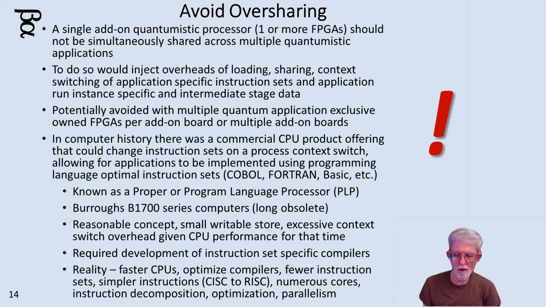But what they found out was, instead of spending all the effort to make different instruction sets and then writing different compilers for different instruction sets, why don't we just make the CPUs faster, optimize the compilers, actually have fewer instructions as things move from the complex instruction set to the reduced instruction set, CISC to RISC, and maybe use all those available transistors to have multiple cores, hundreds of cores on a single CPU chip.